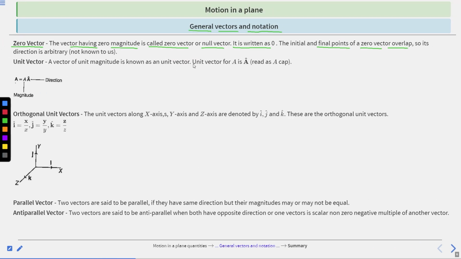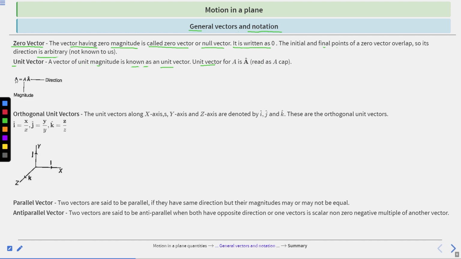So it overlaps, and direction is arbitrary. Direction is arbitrary, random, not known to us. Clear? Next is unit vector. A vector of unit magnitude is known as a unit vector. Unit vector for A is A cap. Read as A cap. Clear? This A cap is known as the unit vector.